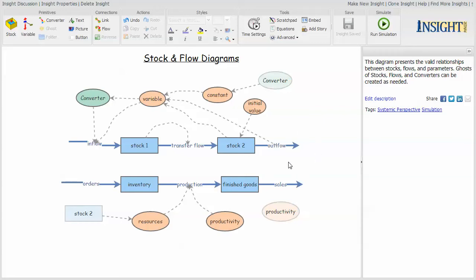A flow, on the other hand, actually represents the migration of some quantity of something from one point to another, and it can only modify a stock, either to add something to a stock, remove something from a stock, or move something from one stock to another.